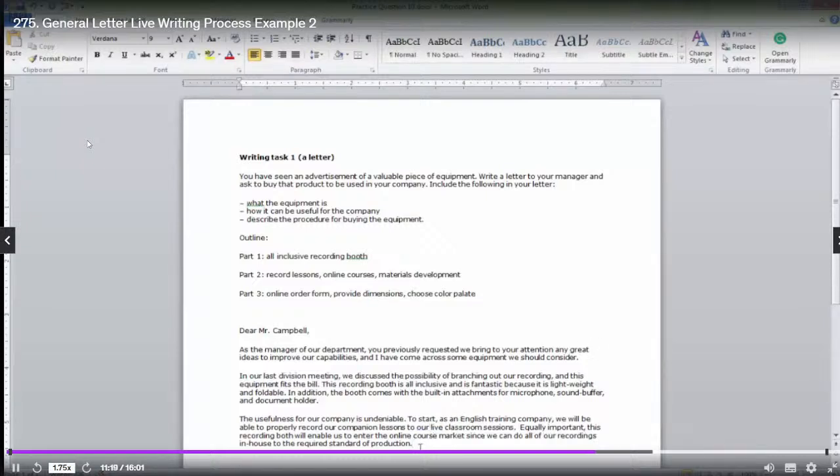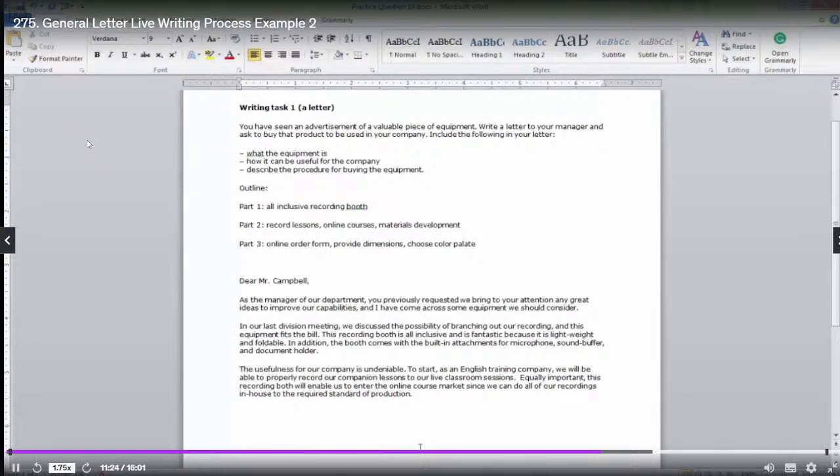And then we have to write about the next part, which is describe the procedure for buying the equipment. Right, again, you're seeing a short topic sentence here to kind of introduce where we're moving on to. Right, you have to take somebody's hand and you have to walk them through where you're going. You have to take them in the direction that you want them to go. You have to fill out the basic online order form. Now, the good thing is that I already have my outline, so I don't have to think about what I need to do.